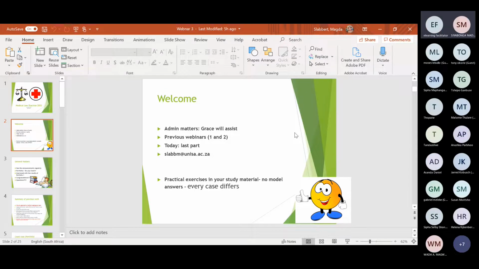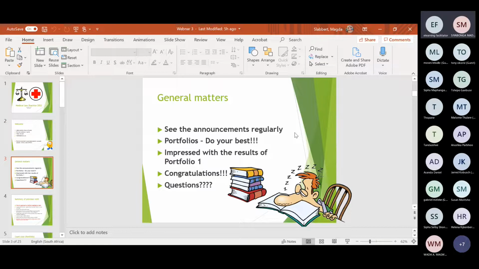Then you will see in your study material there were some practical exercises. We are not going to provide the model answers for these exercises, as every case differs and every attorney or advocate will also approach a case differently. So we do not provide the model answers. We just give it to you so that you can see more or less what a case will look like.